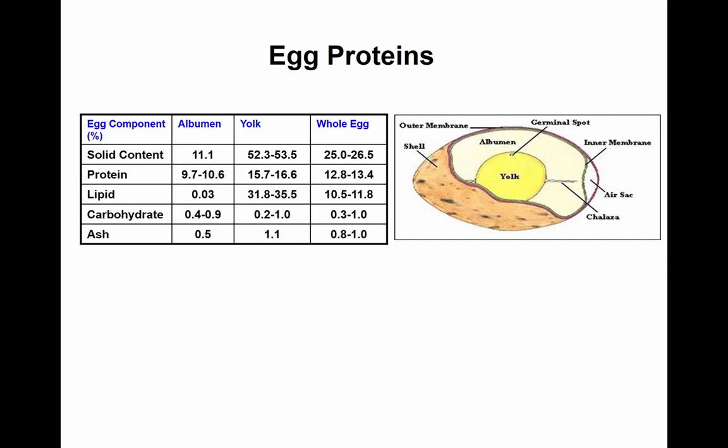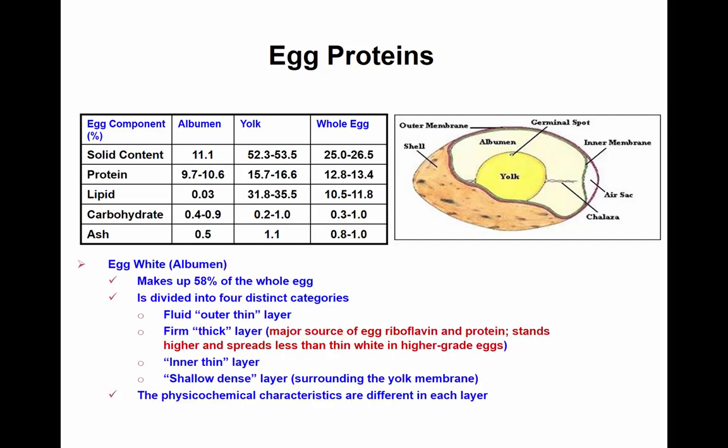Okay, so you're all familiar with the egg and how it looks. This is just the composition of the distribution. The egg white is commonly referred to as albumen, just egg white. So if you hear that term, that is just the egg white. And then you have the yolk and then the whole egg. If we look at the comparison, the albumen is mostly water versus yolk, which has high solid content. The egg yolk is your lipid-rich component. It does still have proteins, so it's rich in fat and protein, whereas the solids in albumen are mostly protein.